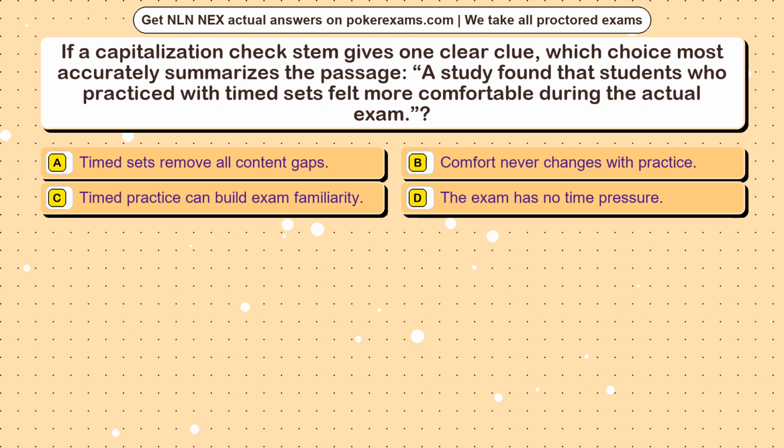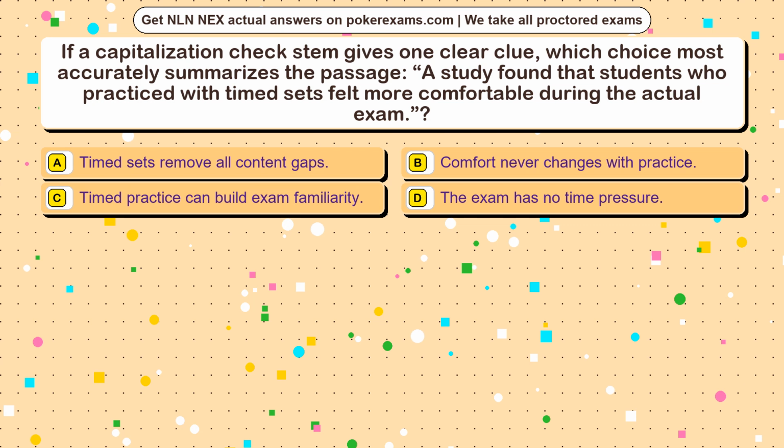Question 4. If a capitalization check stem gives one clear clue, which choice most accurately summarizes the passage? A study found that students who practiced with timed sets felt more comfortable during the actual exam. Option A, timed sets remove all content gaps. Option B, comfort never changes with practice. Option C, timed practice can build exam familiarity. Option D, the exam has no time pressure.